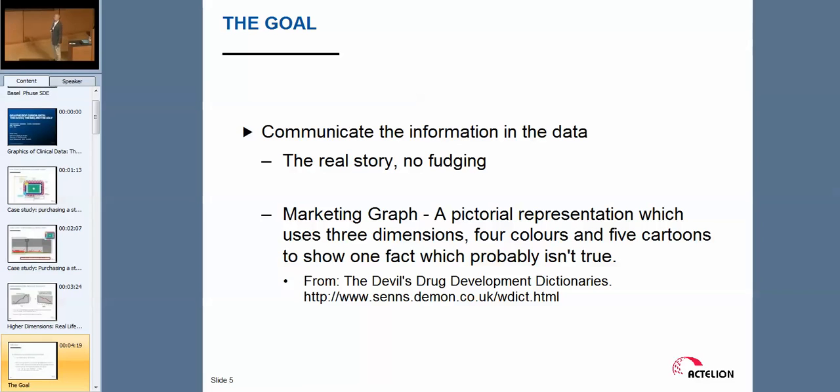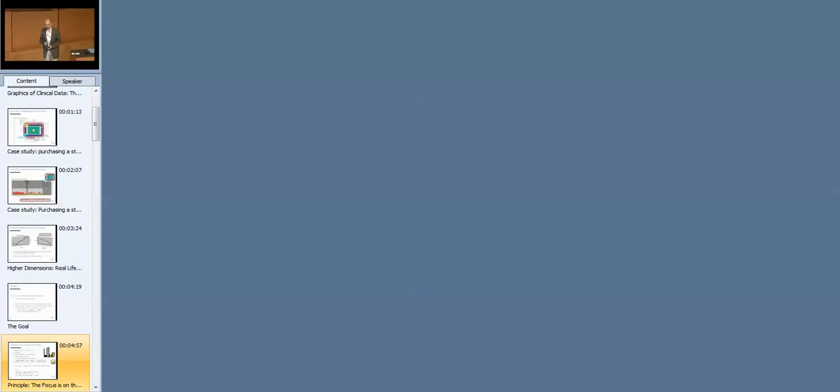So let's agree on a goal that we want to achieve as data analysts, programmers, whatever your profession is. The goal should be we want to communicate the real story, not fudging the facts, right? So not cooking the data, but really talking about what we have in the data and trying to reveal that as efficiently as possible. And we should not be moving towards the marketing graph that Stephen Senn in his Devil's Drug Development Dictionary defines as a pictorial representation that uses 3 dimensions, 4 colors, and 5 cartoons to show one fact that probably is not true. So we agree we don't want that, okay?